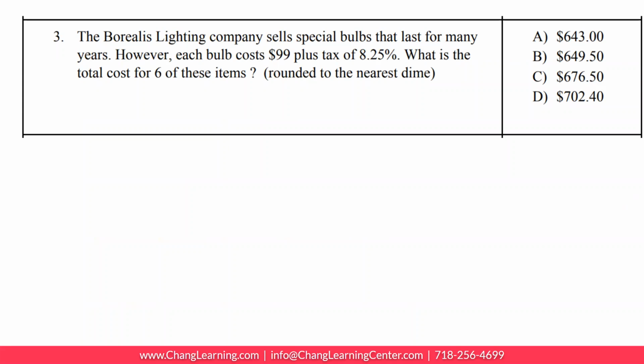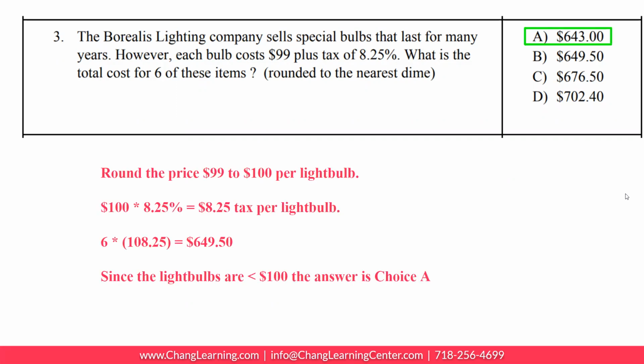Well, there certainly is a shortcut here. It's very difficult to spend your time when you don't have a calculator doing 99 times 0.0825 and finding the exact tax. But if you round the price of the light bulb to $100, just round up, then it's easier to do the tax, because $100 times 8.25% is $8.25 of tax on each light bulb. So that means that each light bulb plus tax, if it was $100, would cost $108.25. Since you're buying a set of 6 of these super light bulbs, that's 6 times 108 and a quarter.